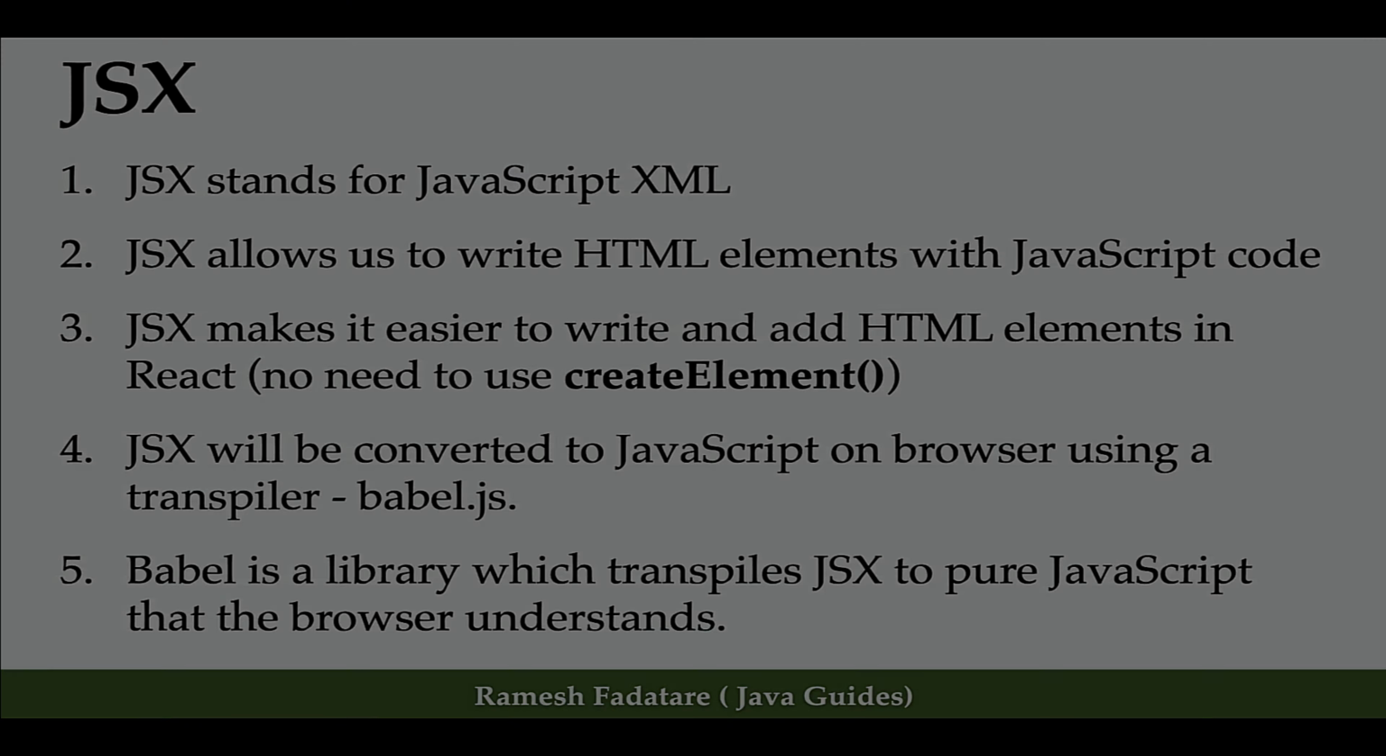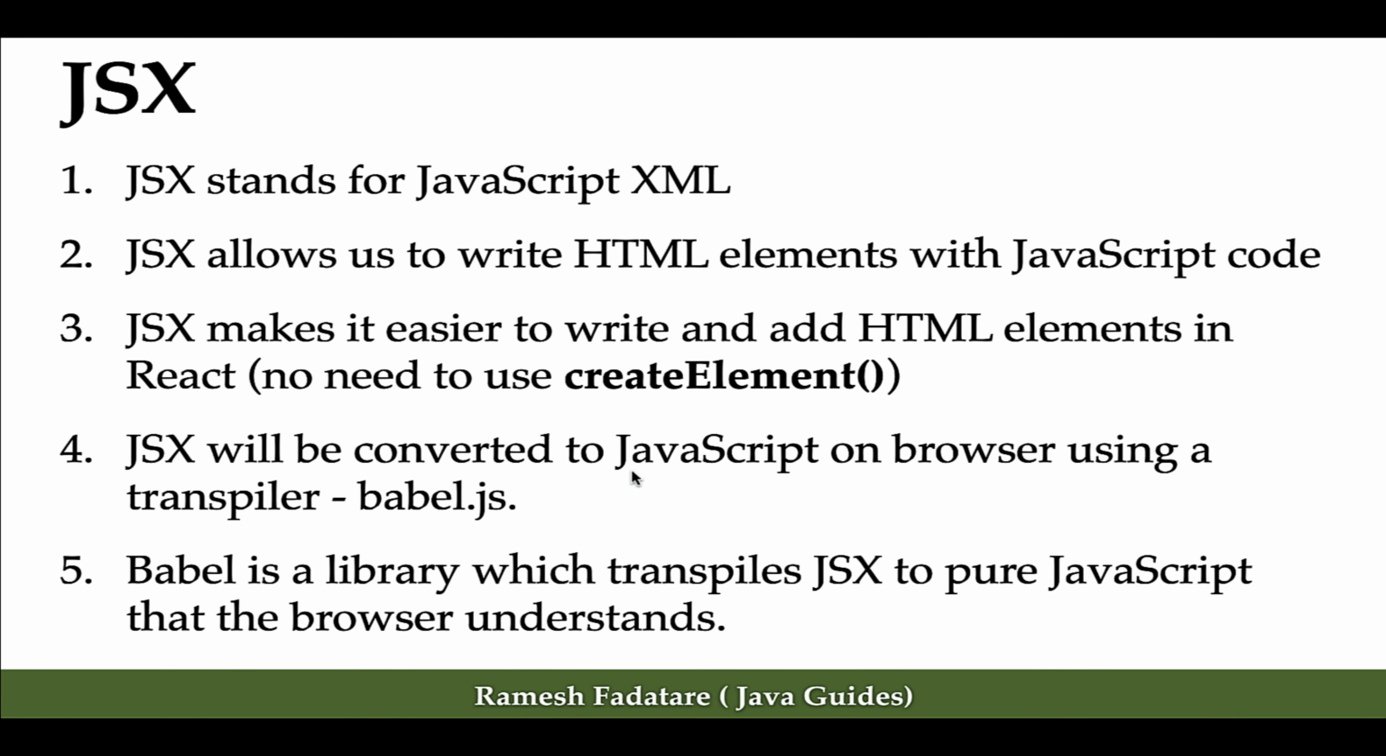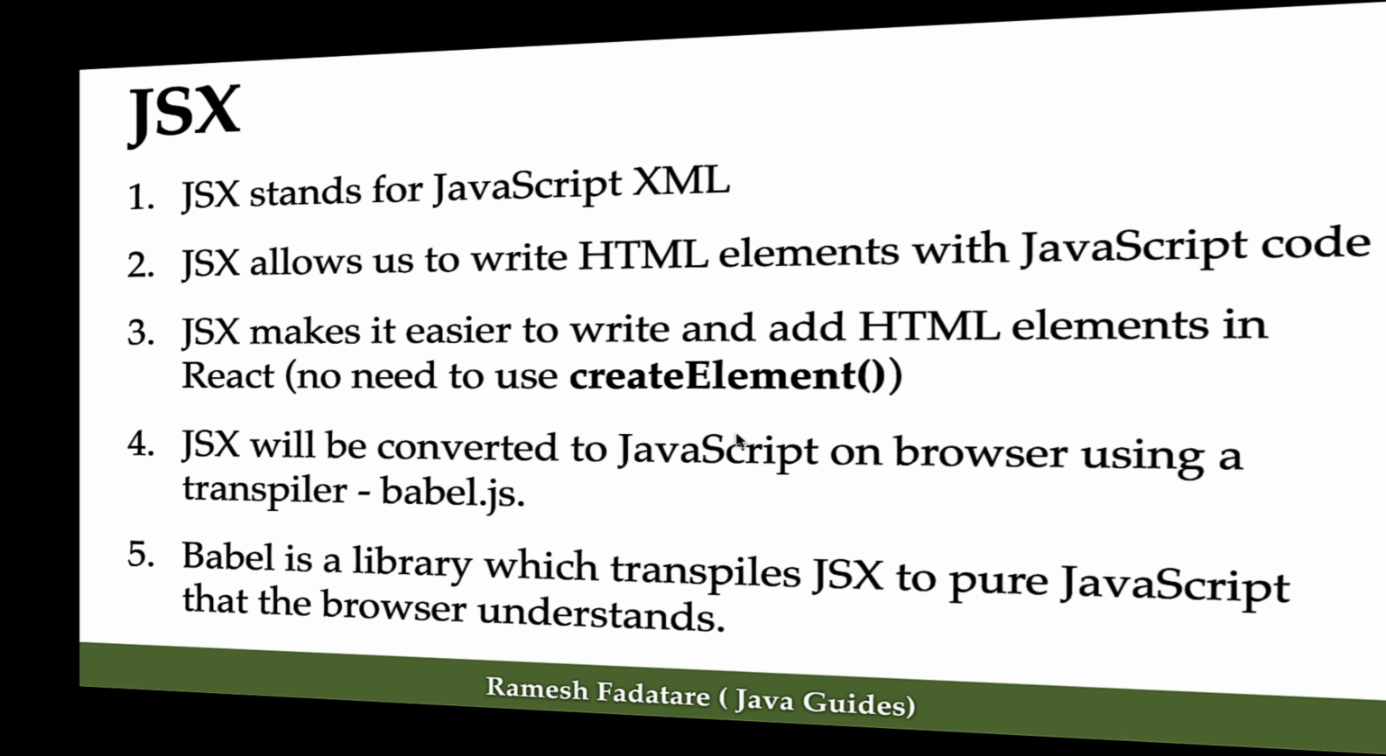Next, let us take a look at the next point. JSX will be converted into JavaScript in the browser using the transpiler Babel.js. React will convert JSX into JavaScript that the browser understands. The browser basically does not understand JSX code, right? So React will convert this JSX into JavaScript using the Babel JavaScript library. Once it converts JSX into JavaScript, the browser will load that JavaScript code. So this is how JSX works in a React application.